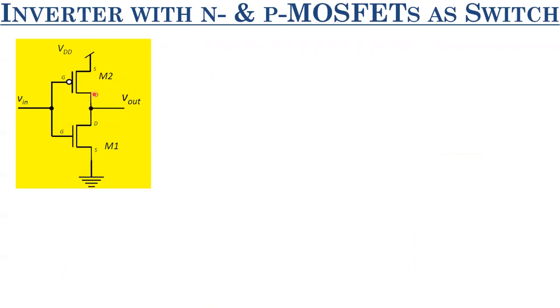Why CMOS? Complementary MOS inverter. Why complementary? Because N and P MOSFETs are complements of each other. Therefore, these circuits are called complementary MOSFET circuits, CMOS circuits.